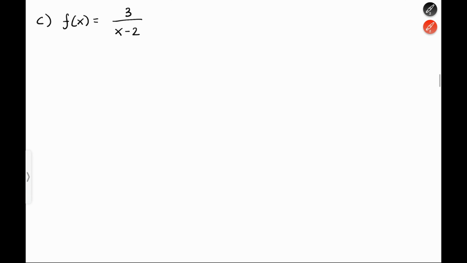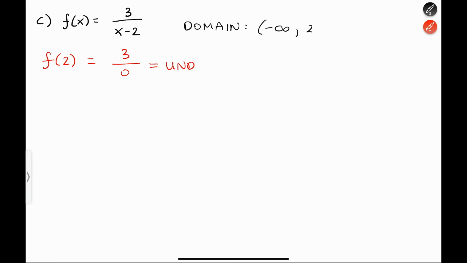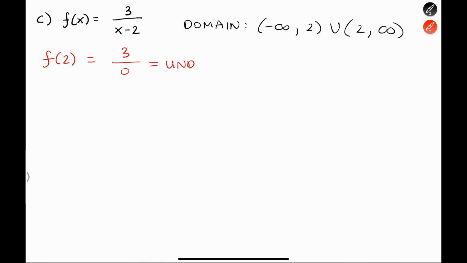And so for our last question, to find the domain, we have to notice that if we were to plug in the value 2 into this equation, we will get an undefined value. If we plug in f of 2, it would equal 3 over 0, and that's undefined. So that won't work for this function. So the domain is going to go from negative infinity all the way to 2, and then there's going to be a union, and then it'll go from 2 all the way to infinity.